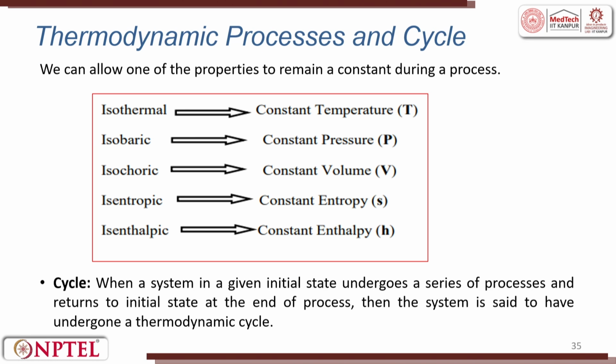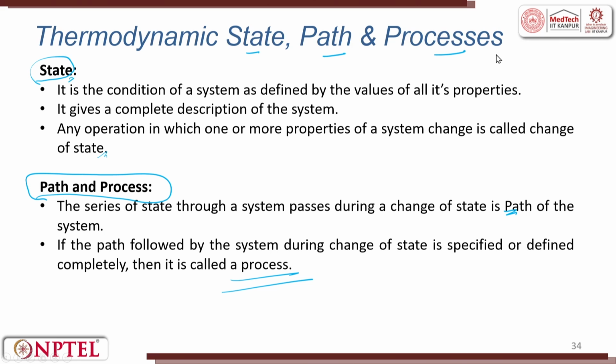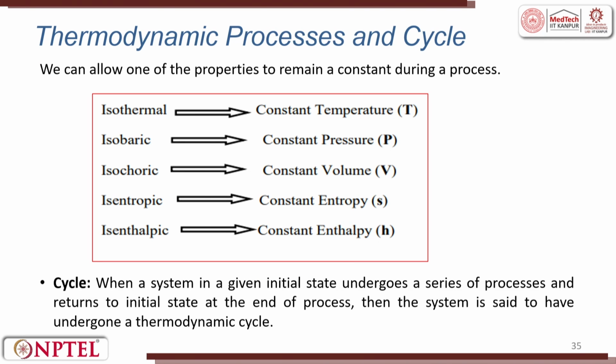We can allow one of the properties to remain constant during a process. Now we are trying to look at process. Now from a process we will go to cycle, so that we will see later. So is that clear? Path, process. If the path followed by the system during change of state is specified, then it is called a process. So now we can allow one of the properties to remain constant during a process.